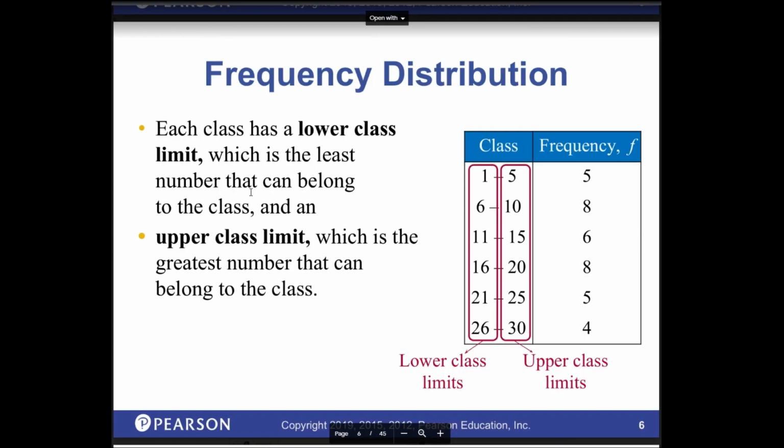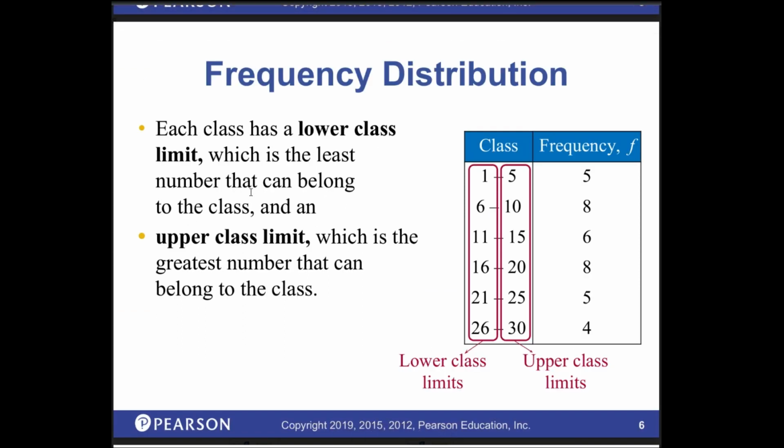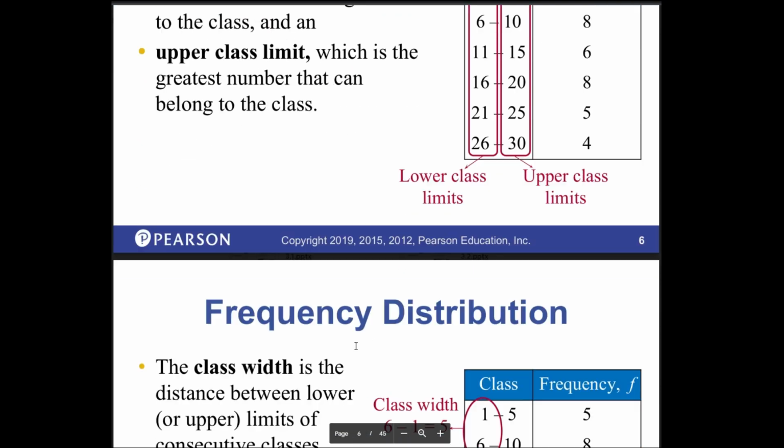And then each class has a lower limit, which is the least number that can belong to the class, and an upper class limit, which is the greatest number that can belong to the class. So as you can see, 1, 6, 11, 16, 21, 26 are the lower class limits, and then 5, 10, 15, 20, 25, and 30 are the upper class limits.